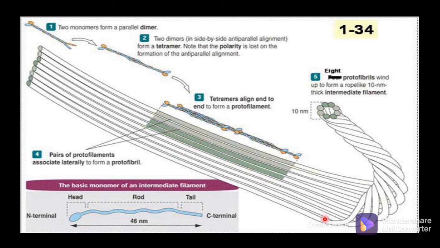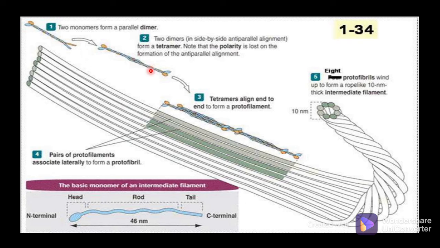Now in this picture, again the same things are repeated. Here in the lowermost diagram you can see this is the basic monomer of an intermediate filament. This is the N terminal, that is called the head. The middle part is called the rod, and the C terminal is called the tail. Now what happens in the first step? In the first step, two monomers form a parallel dimer. That means you can see both the heads are toward one end.